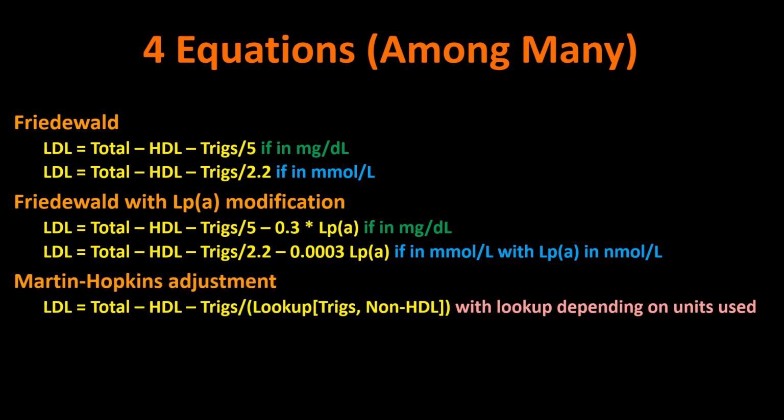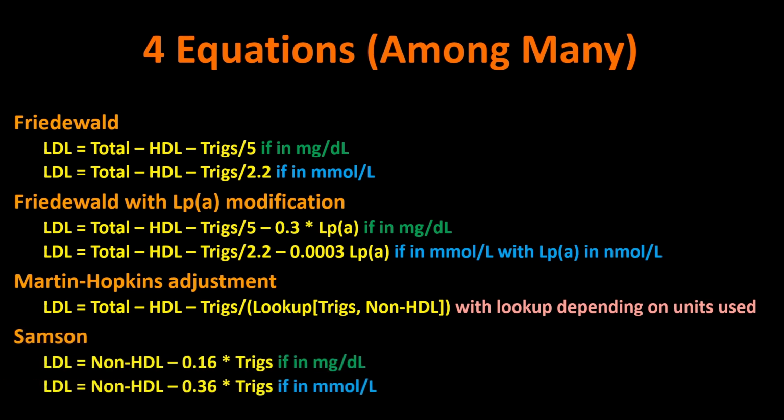Then there's the Martin-Hopkins adjustment, which is really the Friedewald equation, except instead of dividing by 5 or 2.2, there's a table where they look up a coefficient to apply. And the lookup depends on the triglycerides level and the non-HDL, which is just the total minus the HDL. And between those two things, they look up this coefficient and they use that. Then there's the Sampson equation, and that looks a little different. This is the way it's presented in the papers. Non-HDL minus 0.16 times the triglycerides, or if we're in millimoles per liter, 0.36 times the triglycerides.